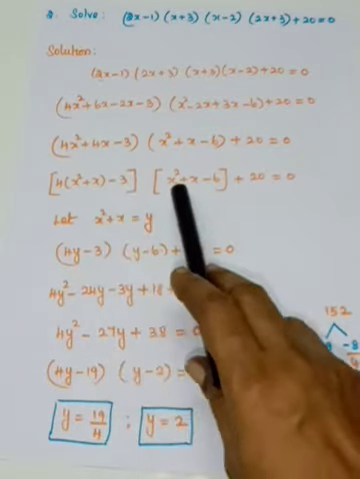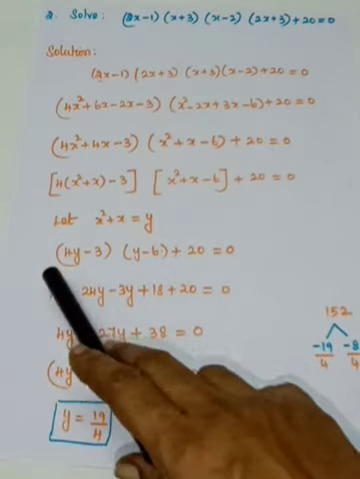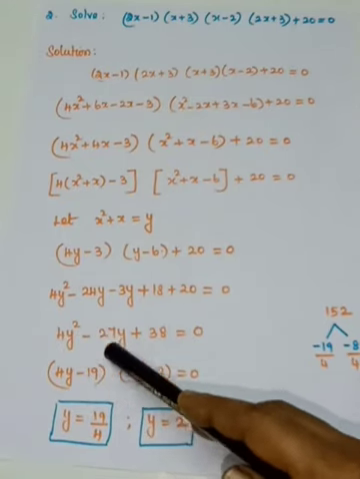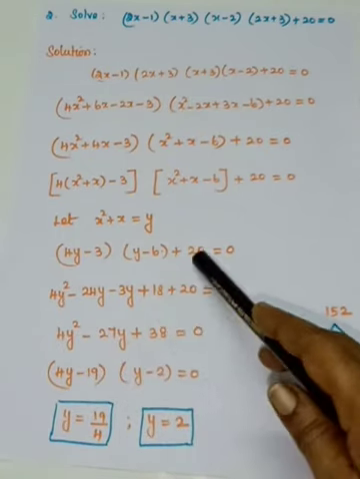X squared plus x, that has to be taken as y. So here you will have 4y minus 3 into y minus 6 plus 20 is equal to 0. So you have to multiply these two terms. So you will get 4y squared minus 27y plus 18. Here already plus 20 is there. So when you add, it is 38. So the product of the two terms 4 into 38 is 152. And the addition, what has to come? Minus 27. So we'll take minus 19 and minus 8.